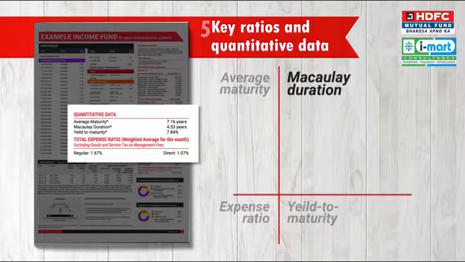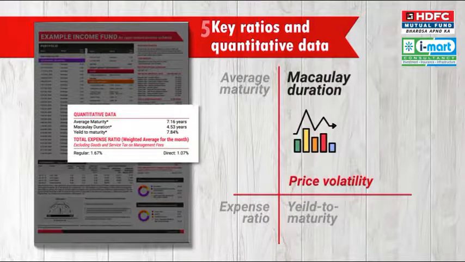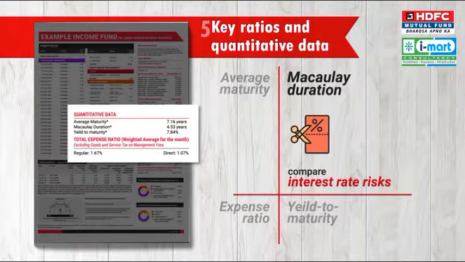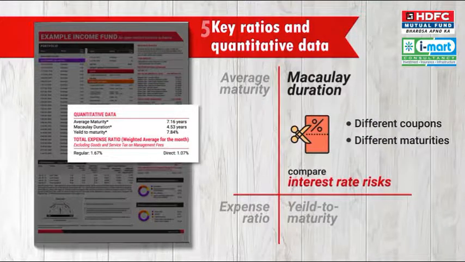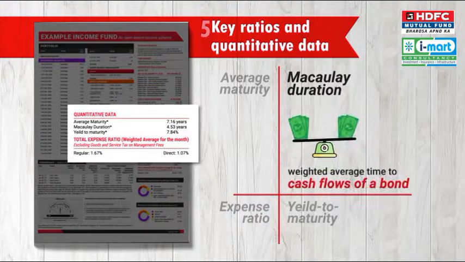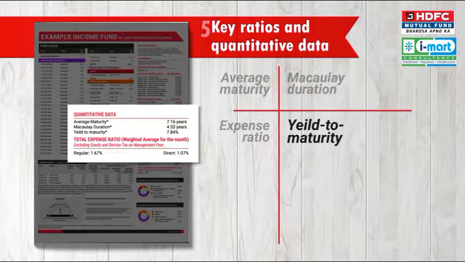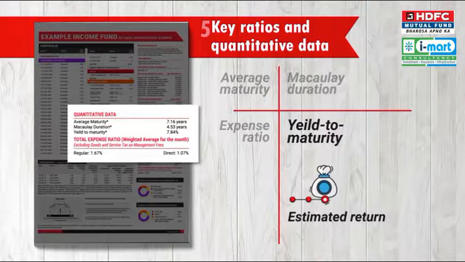Macaulay duration measures the price volatility of fixed income securities. It is often used to compare interest rate risk between securities with different coupons and different maturities. It is defined as the weighted average time to cash flows of a bond, where the weights are the present value of the cash flows. Yield to maturity gives the estimated rate of return of a debt scheme if it is held till maturity.